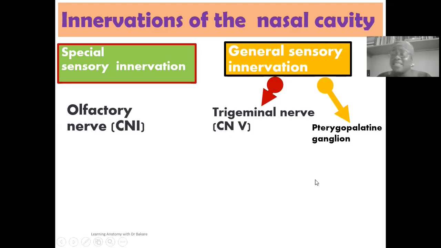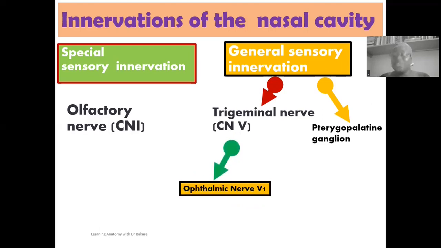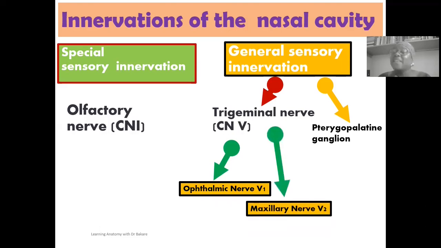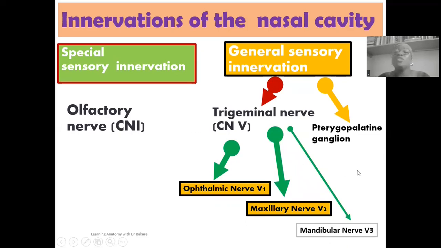Then going back to the general sensory innervation, we know that the trigeminal nerve has 3 subdivisions. We have the ophthalmic nerve, which is the first branch of the trigeminal nerve, the second branch, which is the maxillary nerve, and the last branch, which is the mandibular nerve. These 3 branches are not all involved in the innervation of the nasal cavity. It is just the ophthalmic and the maxillary nerve that are involved in providing branches that are seen to innervate the nasal cavity. This we would see as we go through this lecture.